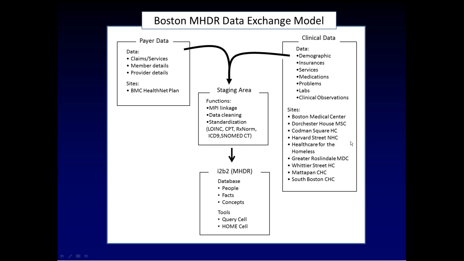This is basically all EHR data, administrative data, and payer data, into the staging area where we link it to a master patient index so that all data for an individual is linked across the continuum. We clean up the data a little bit, and then we link all the data to standardized codes. Probably the best known code is ICD-9, but we also use lab codes and medication codes. And in the end, we push that data out in a de-identified format into I2B2 to be made available to researchers through the MHDR.